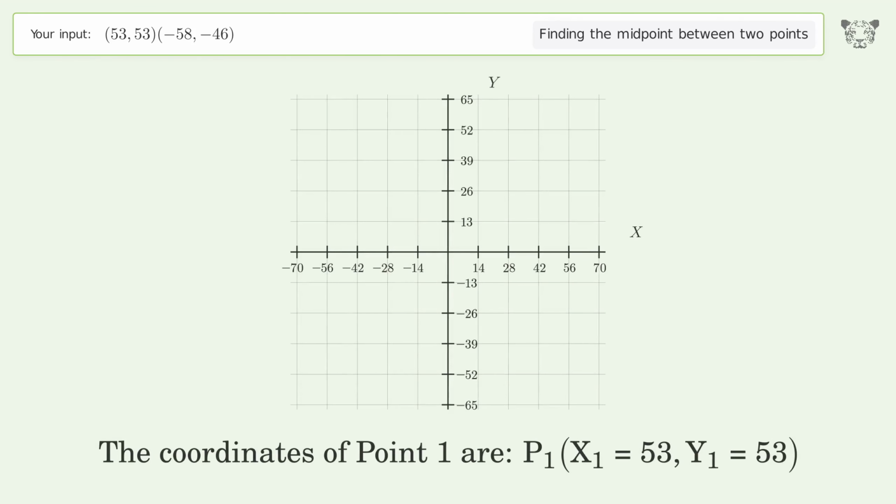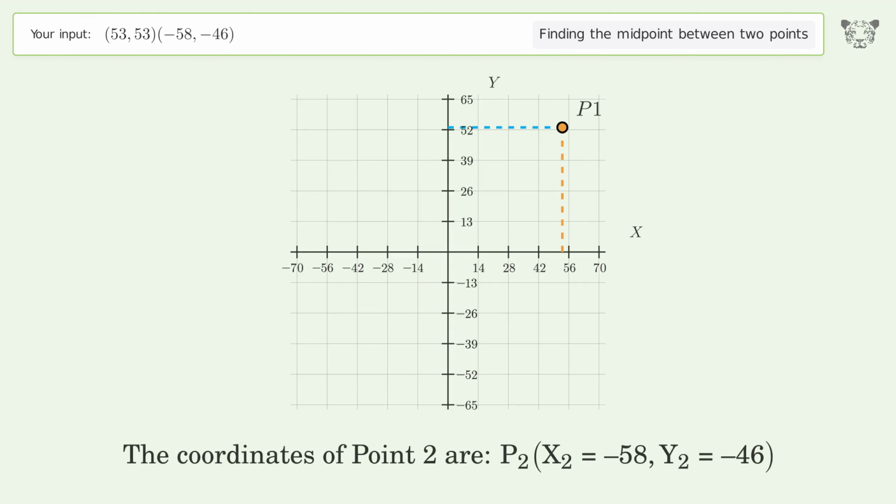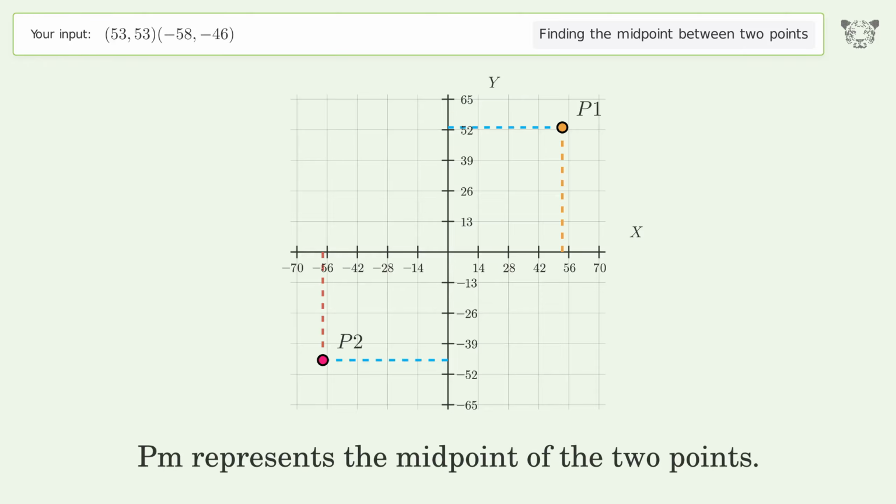The coordinates of point 1 are x1 equals 53, y1 equals 53. The coordinates of point 2 are x2 equals -58, y2 equals -46. PM represents the midpoint of the 2 points.